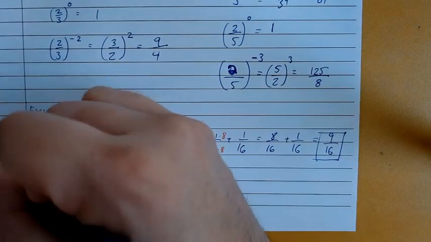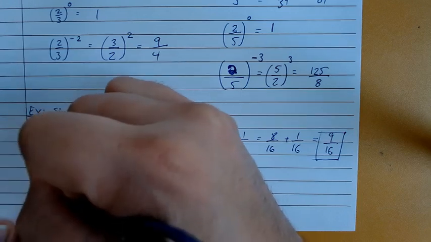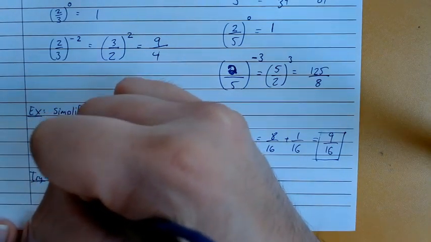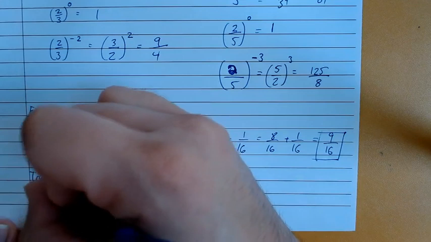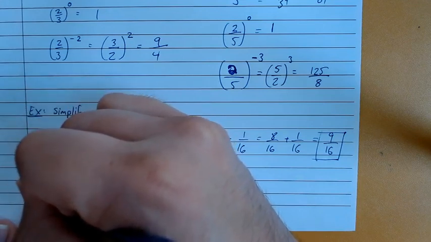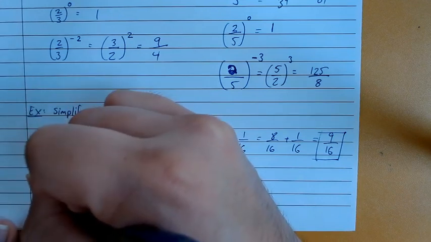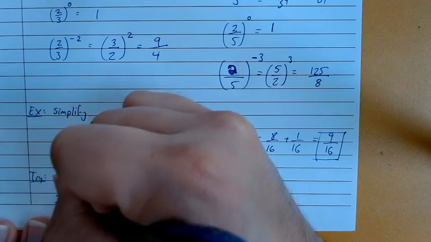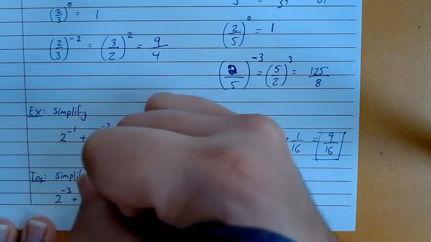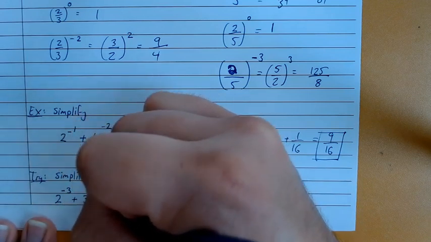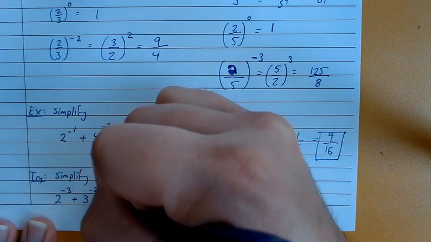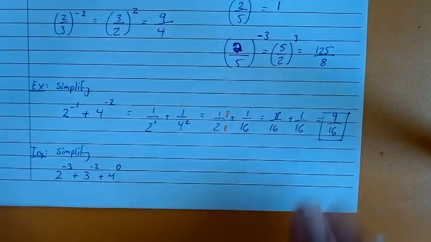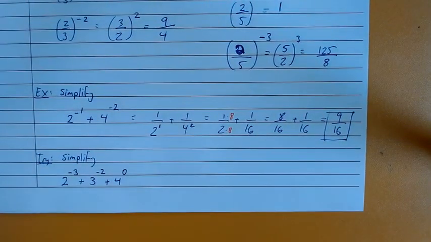All right, so go ahead and give this a try. You're going to simplify the following expression. Let's see. We'll do 2 to the minus 3 plus 3 to the minus 2 plus 4 to the 0. Go ahead and give that a try. Pause the video, go through that, and once you've simplified that down, go ahead and unpause and we'll go through it together.